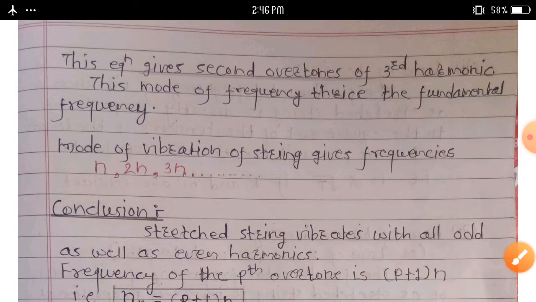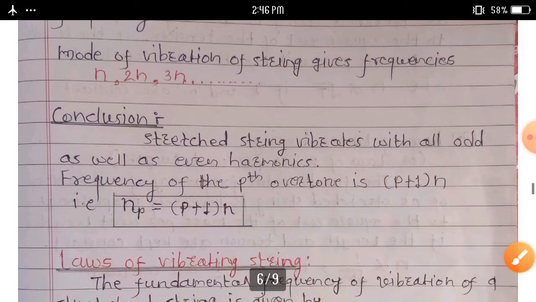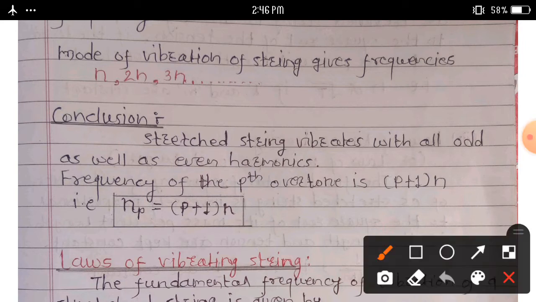We conclude that a straight string vibrates with all odd as well as even harmonics. That is, we can write the frequency of the p-th overtone as p plus 1 into n. That is, we can write the general formula: n suffix p is equal to p plus 1 into small n. This is the general formula for the frequency of the p-th overtone.